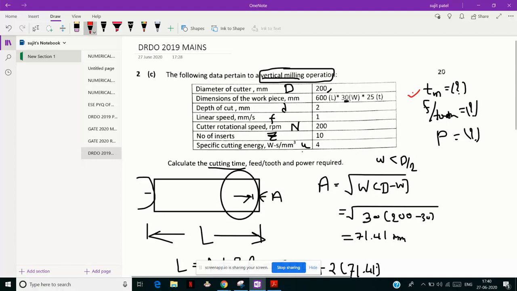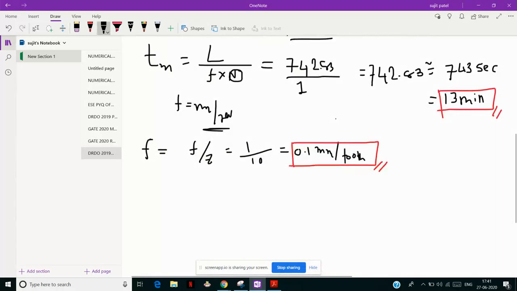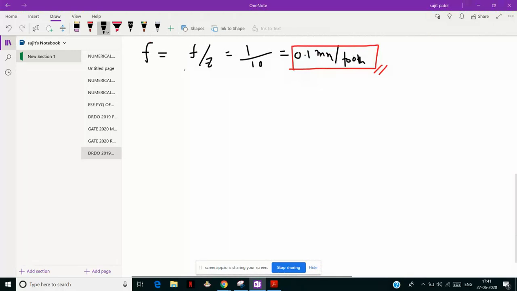Here the major element comes. For calculation of power, we have been given specific energy. Just look at the unit of the specific energy: watt into second per mm cube. And we know that mm cube per second is the unit of material removal rate. So we have to find the material removal rate, MRR, and multiply with the specific cutting energy.